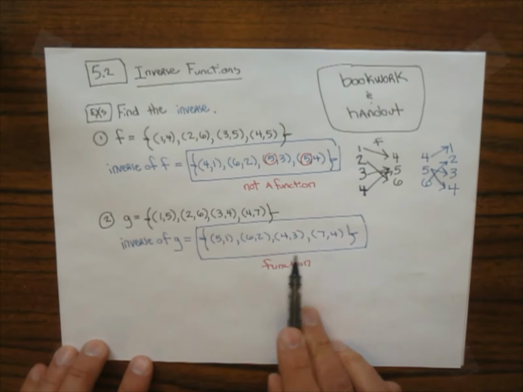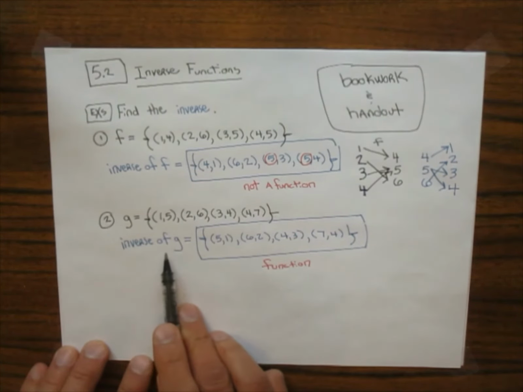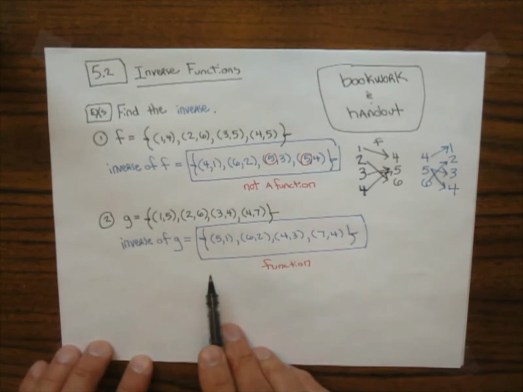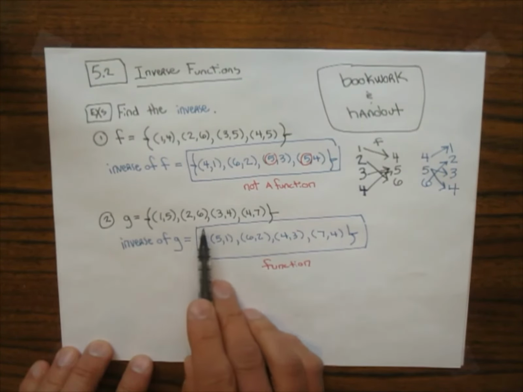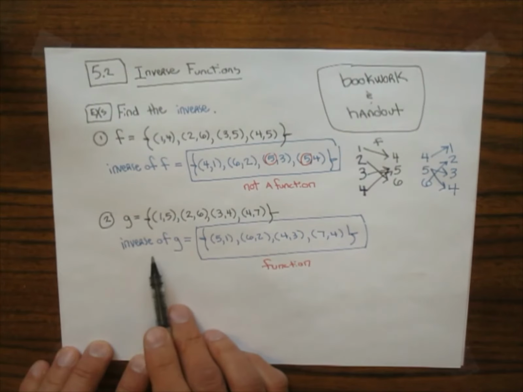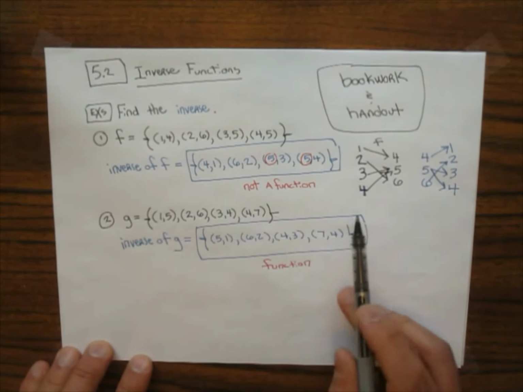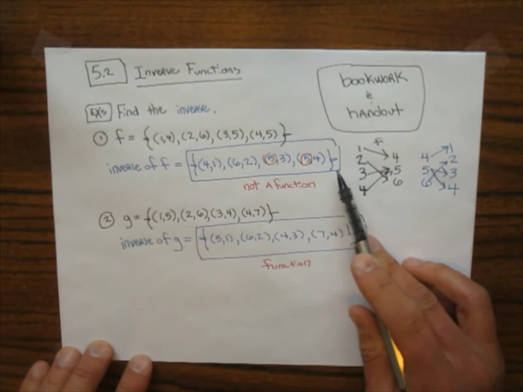So the inverse is an undoing machine. It switches the inputs and the outputs. It switches the x's and the y's. It switches the domains and the ranges. So it's a good thing, lots of times, when you have a function, for the inverse to also be a function, like in problem 2. In problem 1, it's not the case. The inverse was not a function.